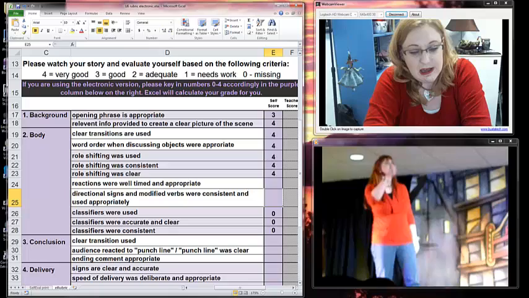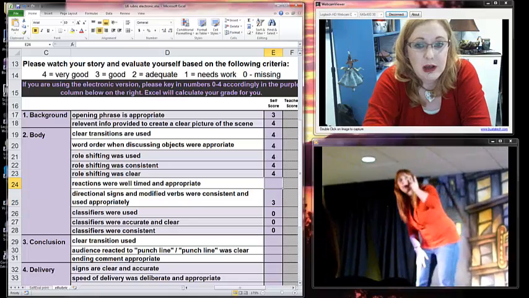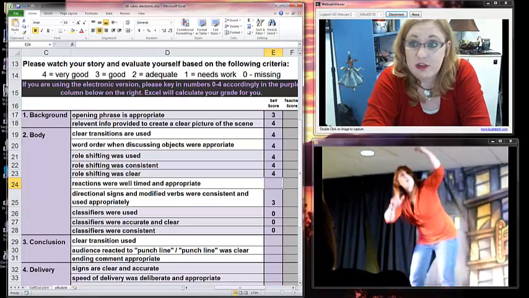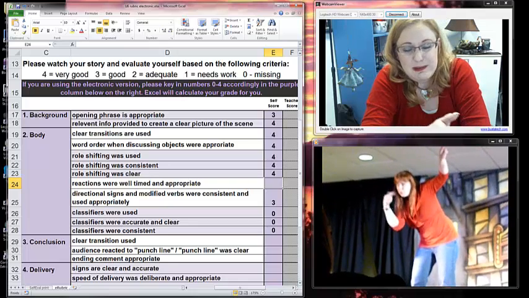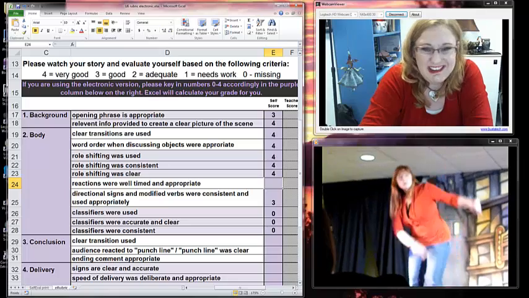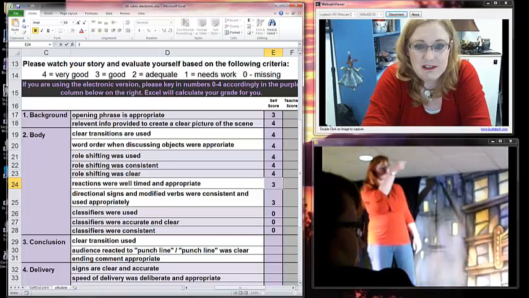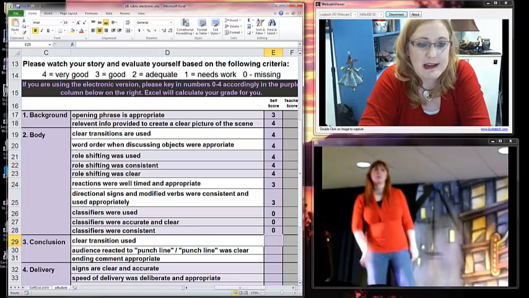But the verbs that I had, those were pretty clear. The overall reactions were appropriate. It didn't need to be sped up or slowed down. But you know, there were a couple of times that it would have been better if, so I'm going to give myself 3 out of 4 on that.